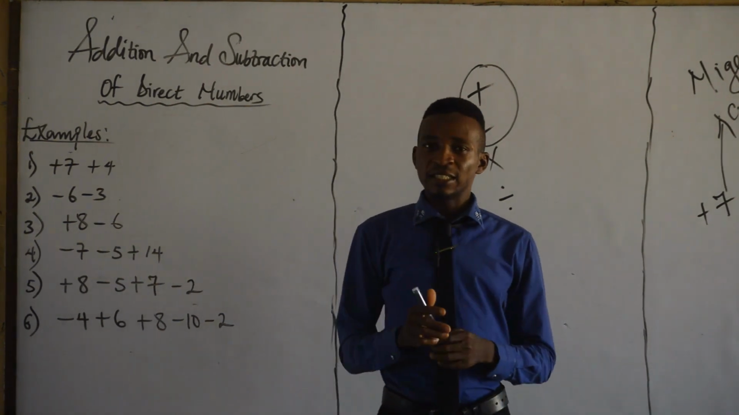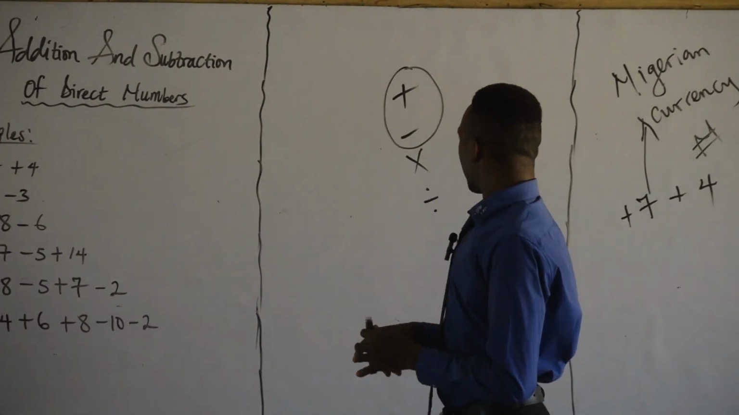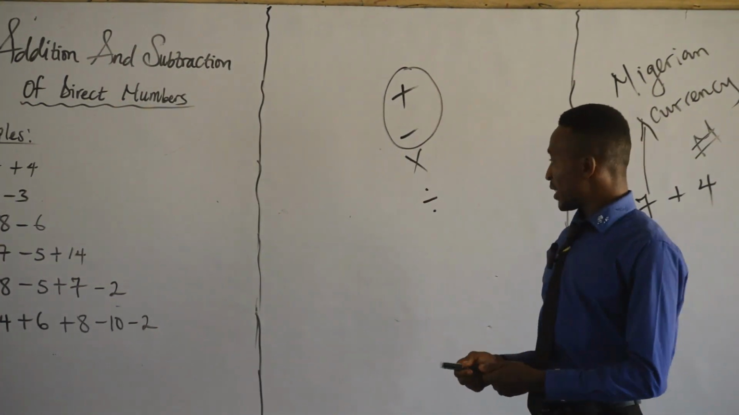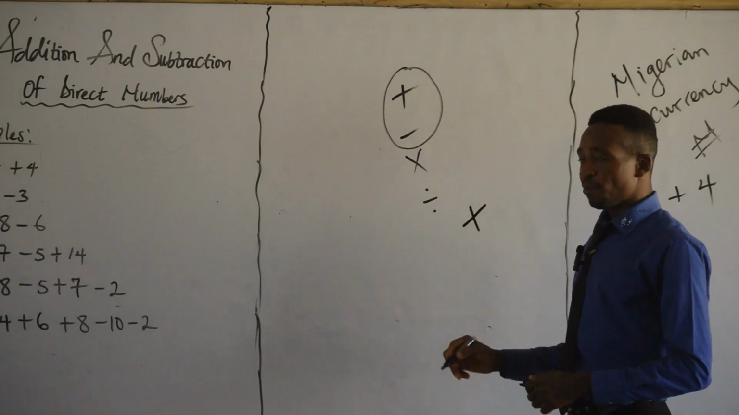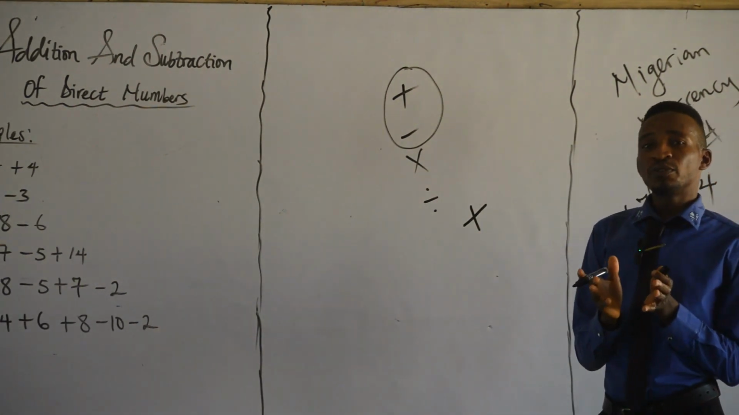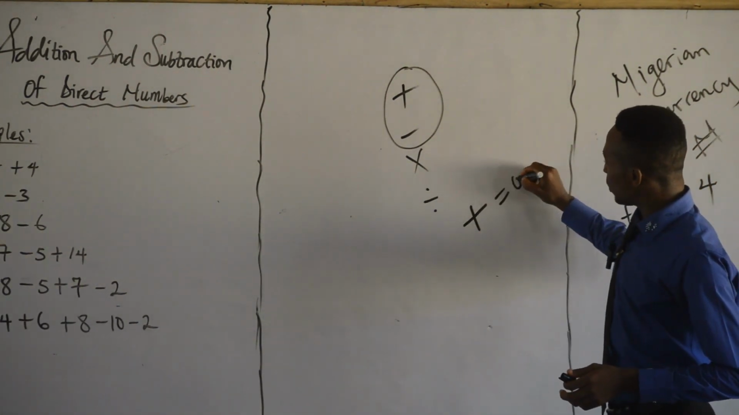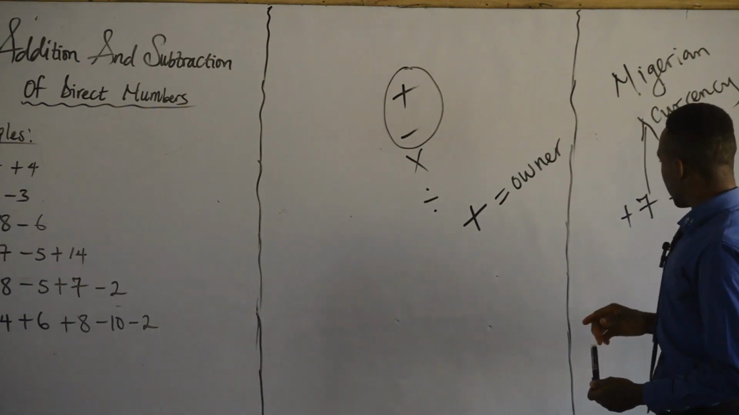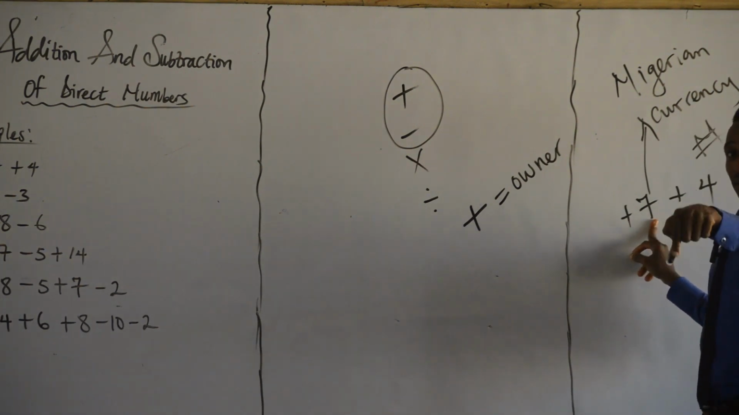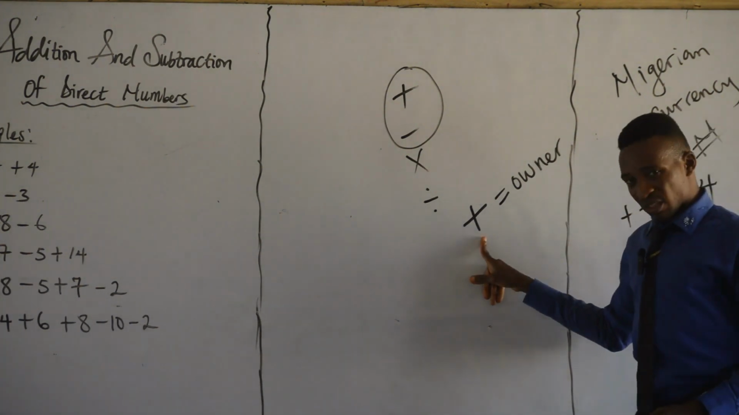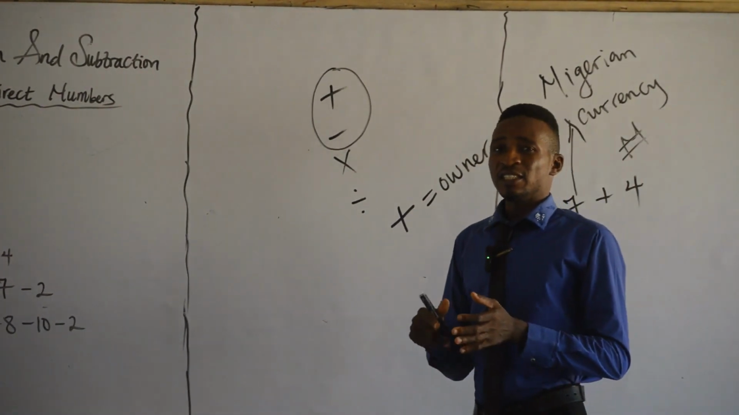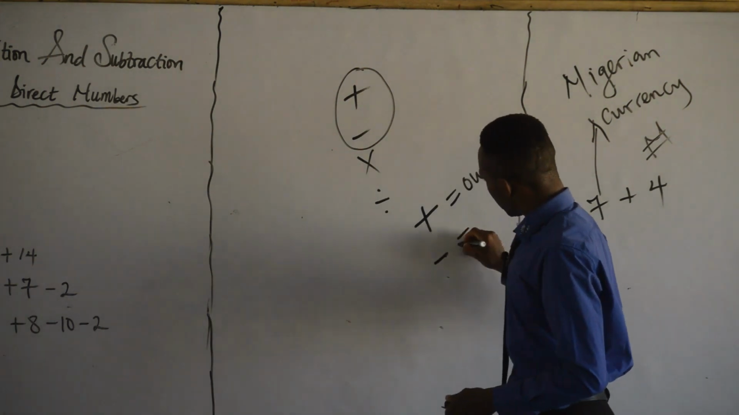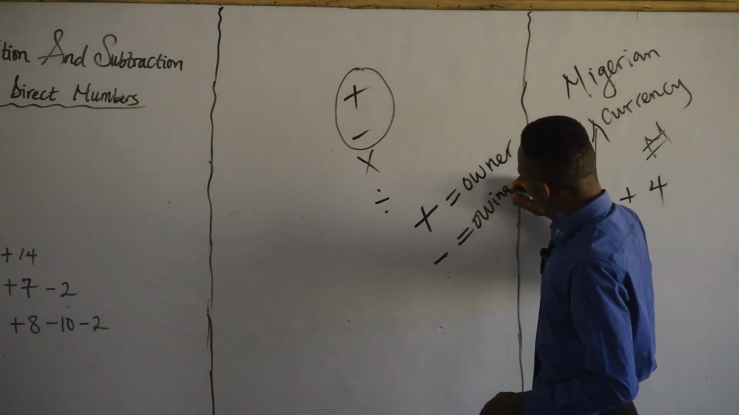Now, having known that, the next thing we need to look at is the operational signs we are considering, which are the plus and minus. Let's take the first one, which is the plus. When you have plus, for you to interpret it, you assume you are the owner of that amount of money we are talking about. Initially, I said this 7 stands for 7 Naira. Now, when you have plus, have it at the back of your mind that you are having 7 Naira in your pocket. When you have minus, the meaning of minus is you are owing.